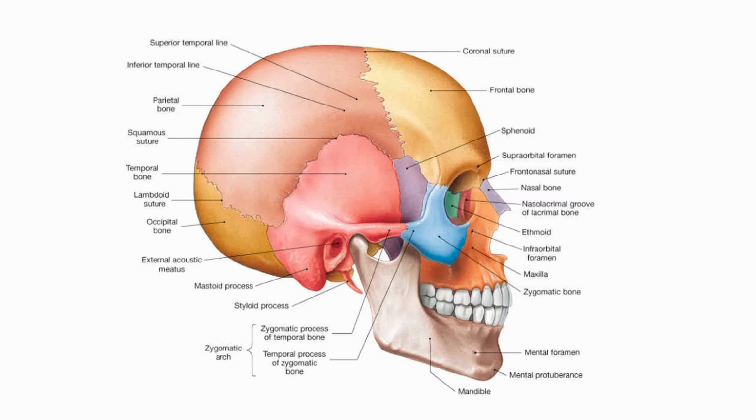So here's our lateral view, or our side view of the skull. Some of the bones we've already talked about we can see. We can see the frontal bone here. We can see the nasal bone. We can see the maxilla, the zygomatic, and the mandible.